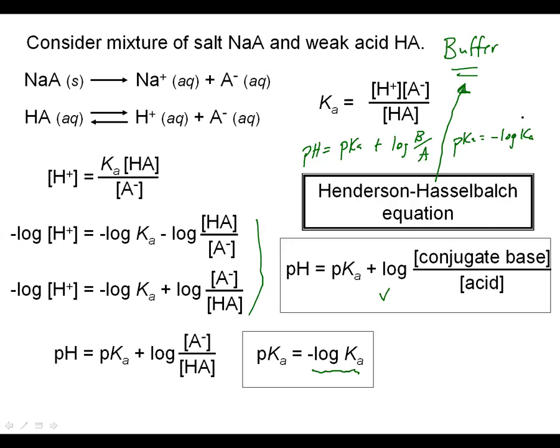So for example, let's take a look at the one that we just did. The one that we just did was we had 0.2 molar acetic acid with 0.3 molar sodium acetate. And again, the Ka value was 1.8 times 10 to the minus 5.